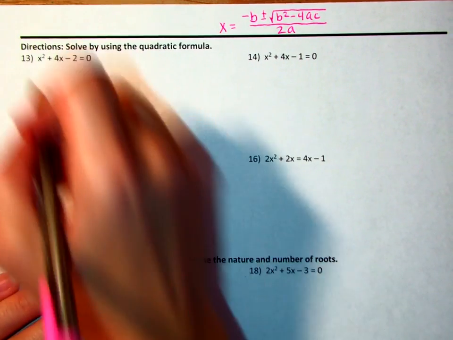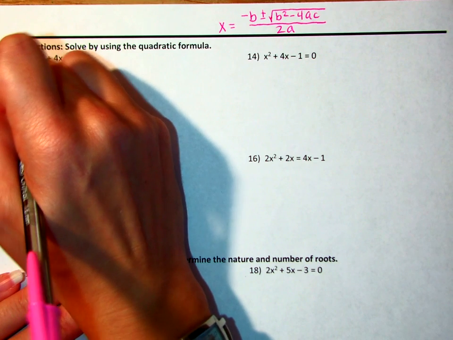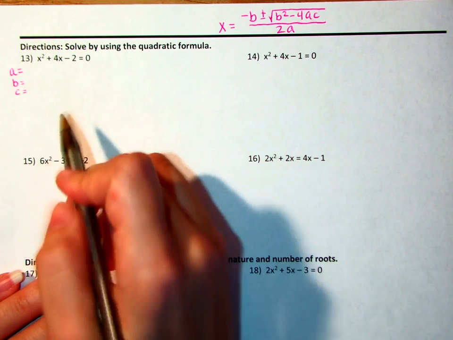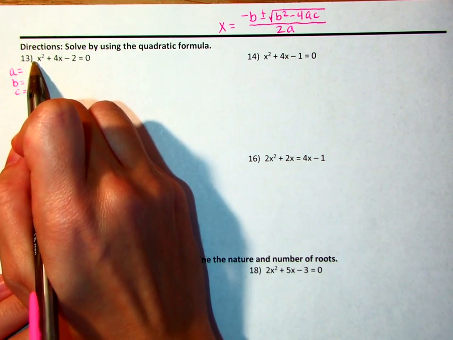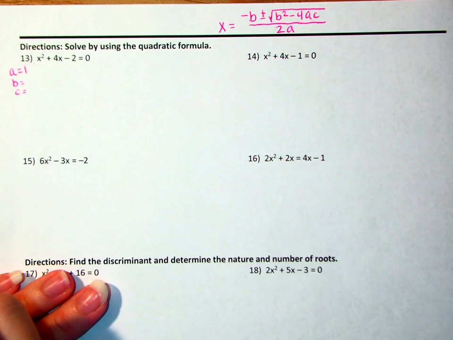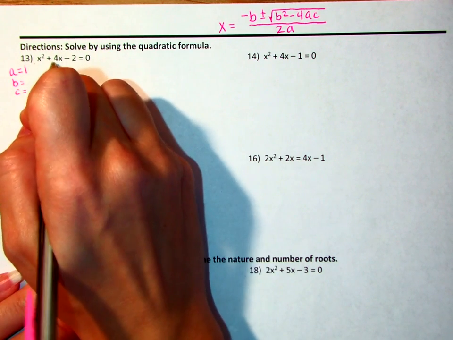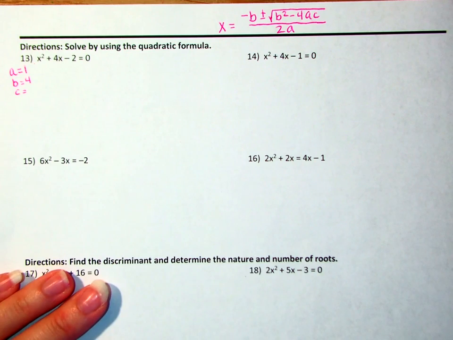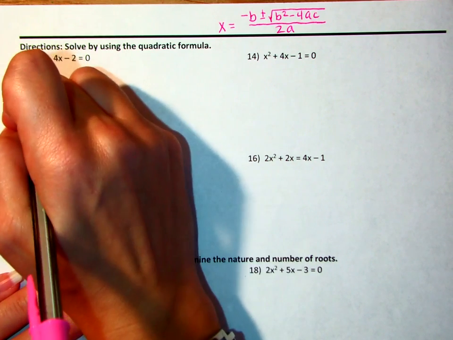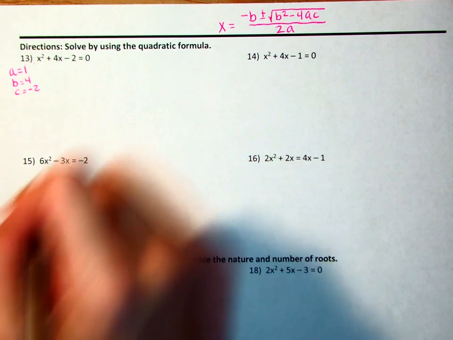So now on 13, we want to start by identifying what a, b, and c are. A, in this case, is the number in front of x squared, which is 1. When you can't see it, it's a 1. B is the number in front of the x, so that would be 4. And c is the constant here at the end, so negative 2. So now let's plug it in.